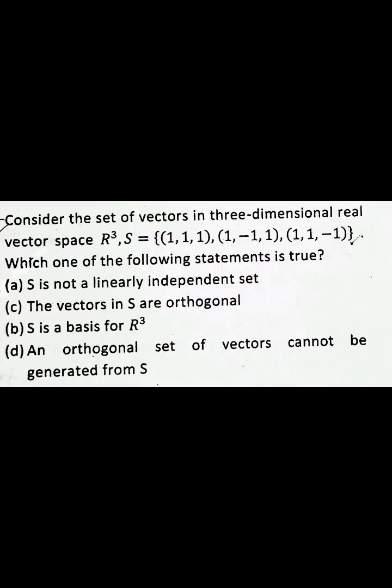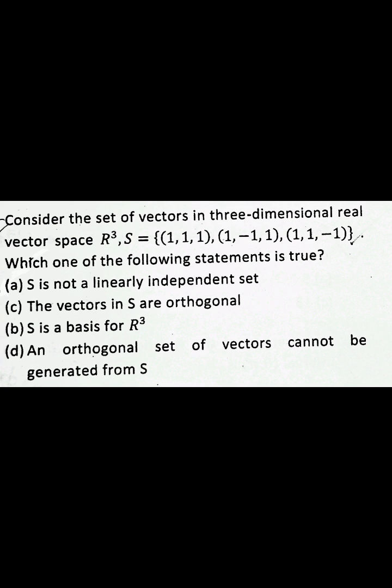The next question is, consider the set of vectors in the 3-dimensional real vector space R cube. Then S is equal to 1, 1, 1; 1, minus 1, 1; 1, 1, minus 1. Which one of the following statements is true? So here we take A as 1, 1, 1, B as 1, minus 1, 1, C as 1, 1, minus 1.